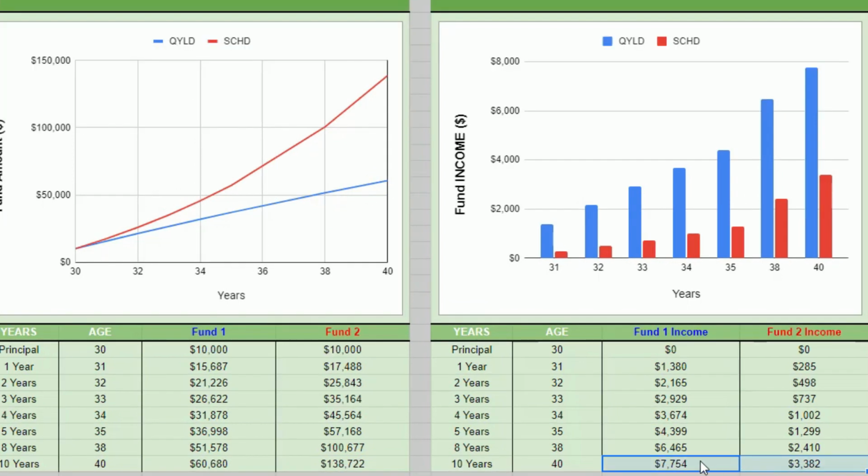Here's what the income would look like over time. After the course of 10 years, your $60,000 in your fund would get you almost $8,000 a year, and your $138,000 with SCHD would be getting you $3,300 a year without dividends reinvested.